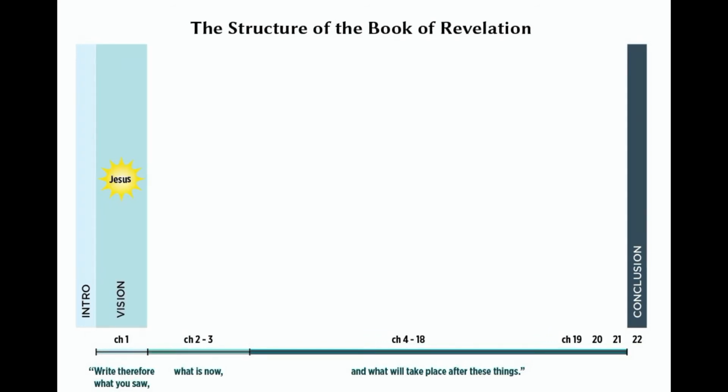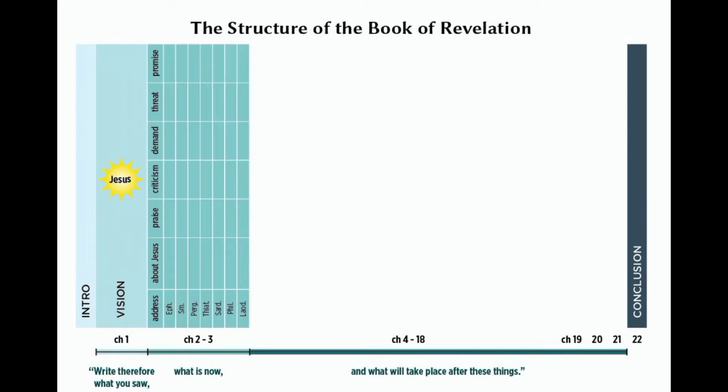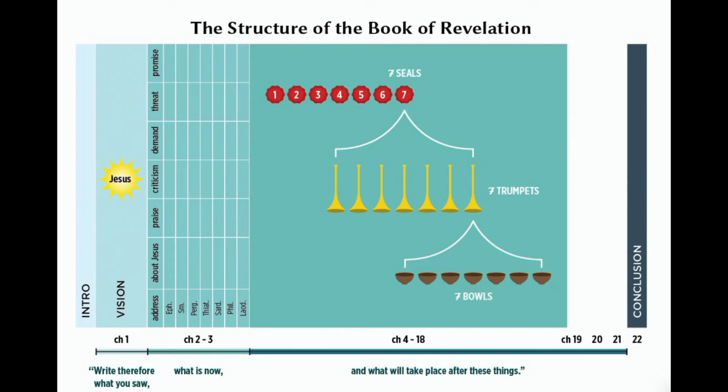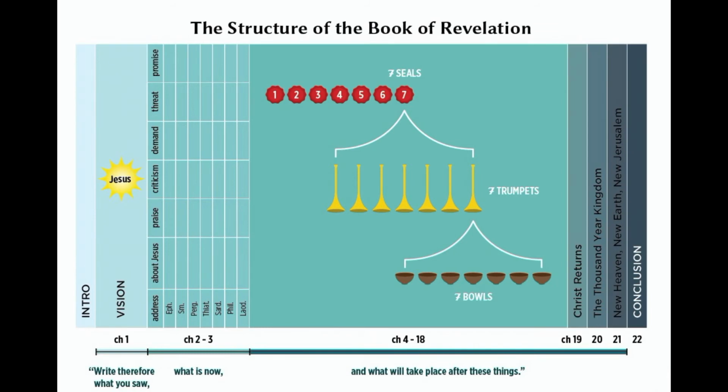And as we saw earlier, it shows the book of Revelation has three parts: chapter 1, chapter 2, and chapter 3, and then the end of the book. Chapter 1 is what you saw, chapter 2 is what is now, and chapter 4 through 18, or 4 through the end of the book really, is what must take place after these things.